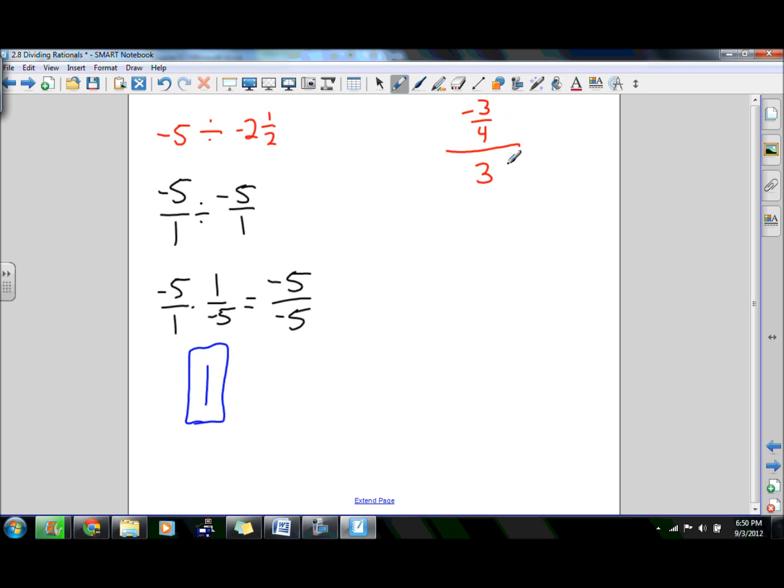Here on the second one, we have negative 3 over 4. We're going to leave that. This becomes 3 over 1. Negative 3 over 4 times 1 over 3. Shortcut, you could go 1 and 1 here. That would be fine. Same you could have done over here. But most of you are going to go negative 3 over 12. Simplify down to negative 1 over 4. And that's your answer.